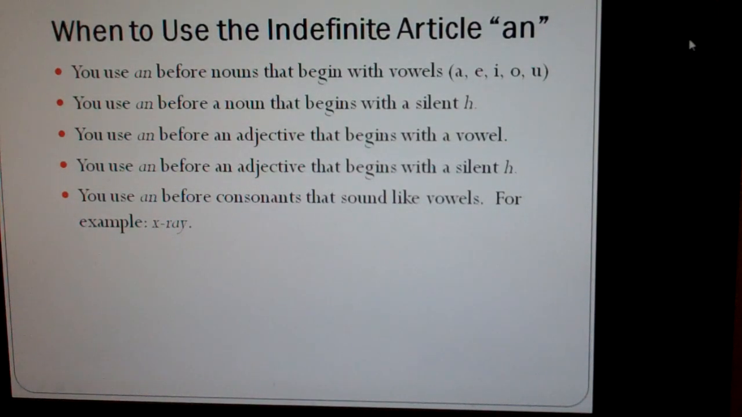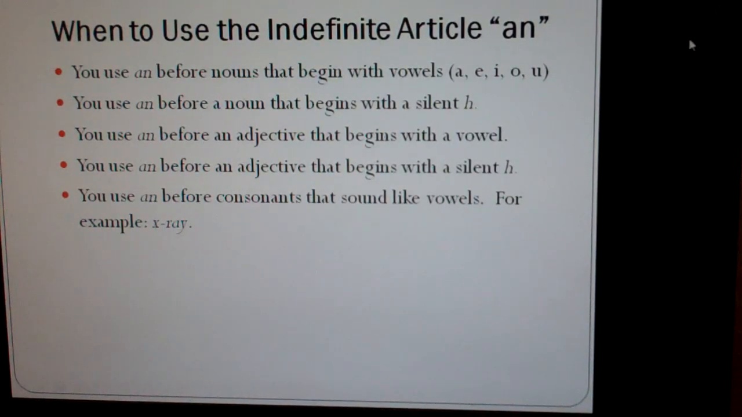When to use the indefinite article an. You use an before nouns that begin with vowels: A, E, I, O, U. You use an before a noun that begins with a silent H. As before, we'll have some examples of this later.